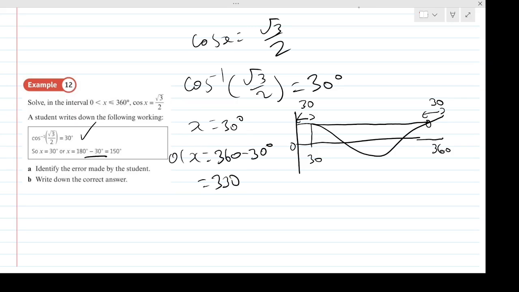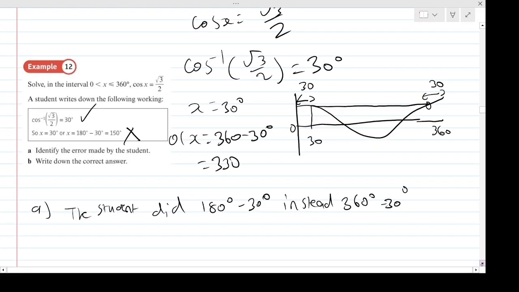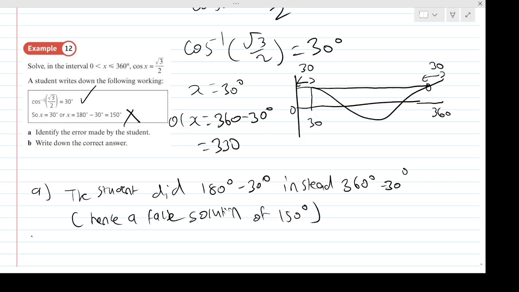Hang on a minute, they did 180 take away 30. So that's the wrong part. So the error made is the student did 180 take away 30 instead of 360 take away 30, right? And that's the error, which then led to a false solution of 150 degrees.